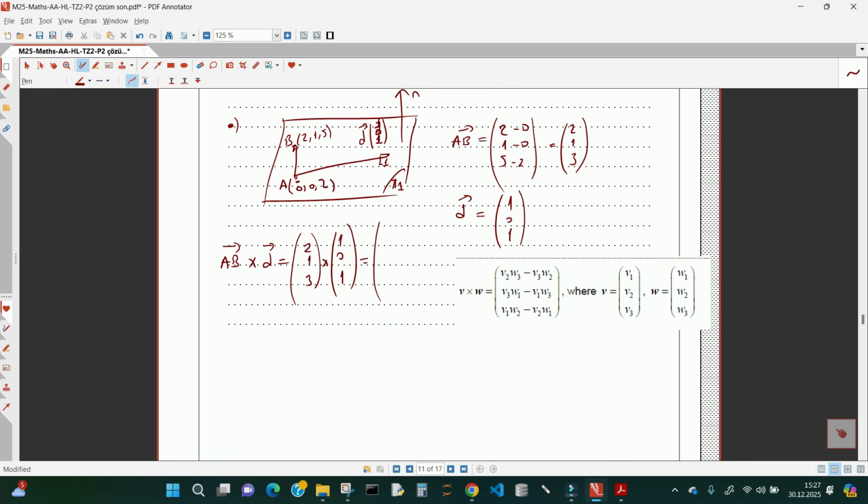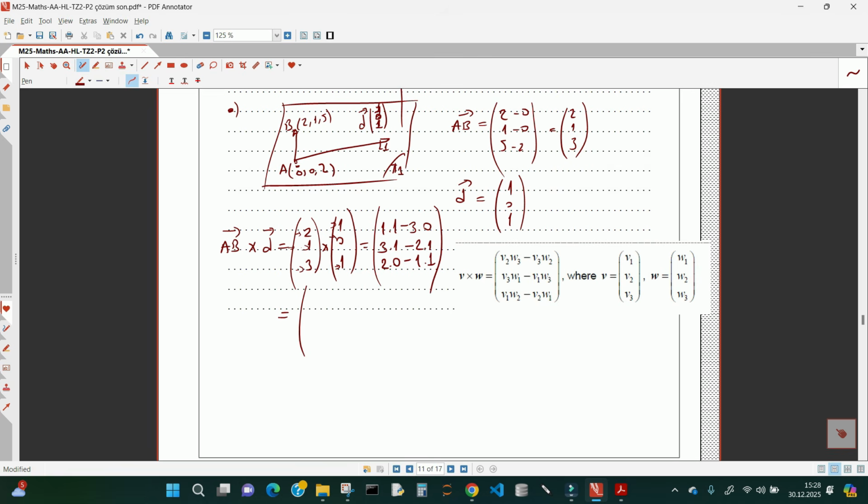this one: v2 w3, here 1 times 1, minus v3 w2, 3 times 0; and v3 w1, 3 times 1, minus v1 w3, 2 times 1; and v1 w2, 2 times 0, minus v2 w1, 1 times 1. In this case, this is 1, and 3 minus 2 is 1, and 0 minus 1 is minus 1. So we found the normal vector.